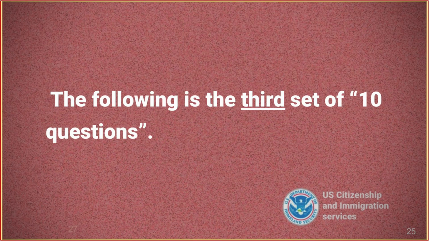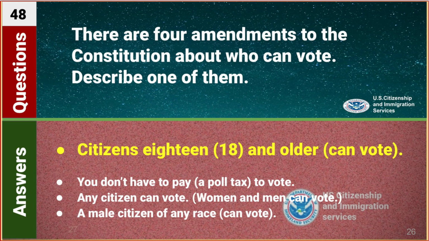The following is the third set of 10 questions. There are 4 amendments to the Constitution about who can vote. Describe one of them. Citizens 18 and older can vote.